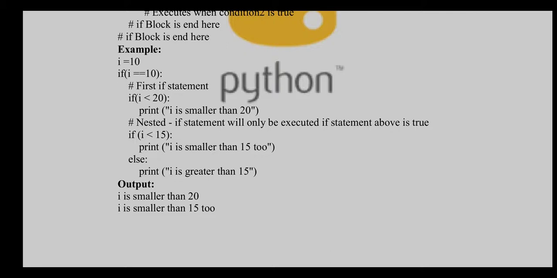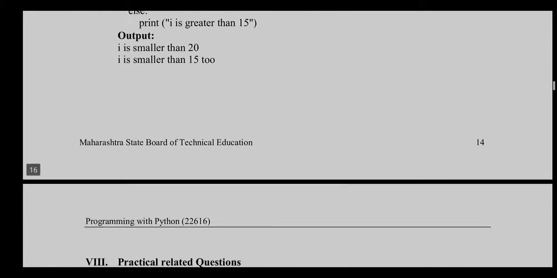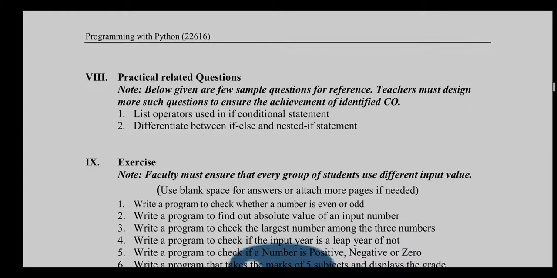When you execute this, definitely the first if is going to be true, and after that the control passes towards the nested if statement. It will check the first statement. The first condition, i is less than 20, is also true, so it is going to print "i is smaller than 20". After completion of the first nested if, it moves towards the second nested if. It checks whether i is less than 15. Yes, here also the condition is true, and it is going to print "i is smaller than 15 too". Okay, so this is your practical number 4.